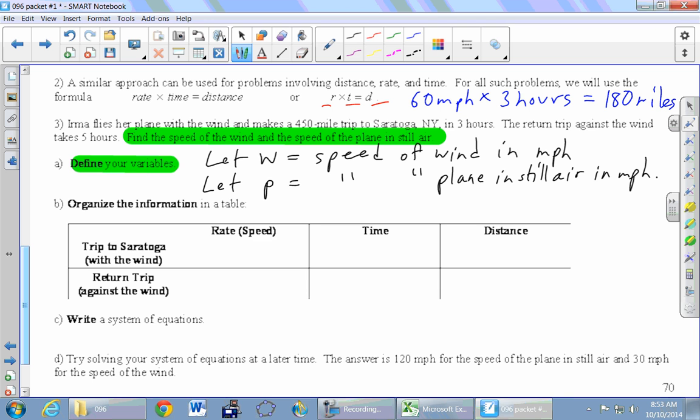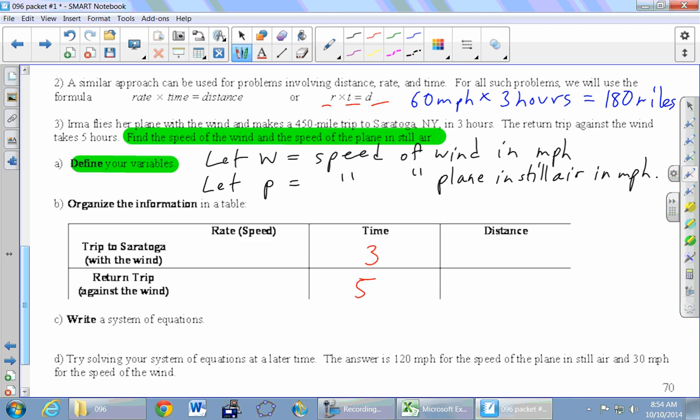Okay, so let's start filling in the table. I'm going to go to this time column first. The first row is the trip to Saratoga, which is with the wind. How long did this trip take with the wind? It was 3 hours. And the bottom row is against the wind. How long was that? 5 hours. Took a lot longer because the wind was working against us instead of with us.